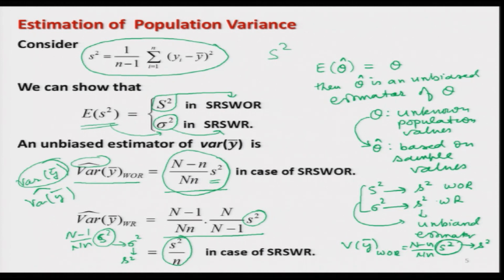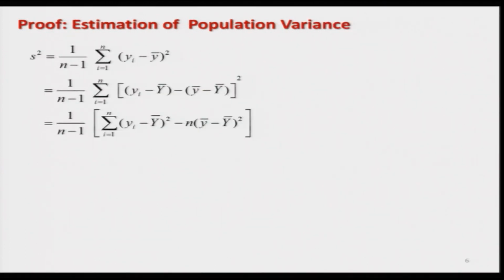So, this is a quantity which you can estimate on the basis of a given sample of data. These two expressions which I have written here are actually the unbiased estimators of the variance of y bar under the two cases, SRSWOR and SRSWR. Now let us try to consider its proof so that you get convinced.